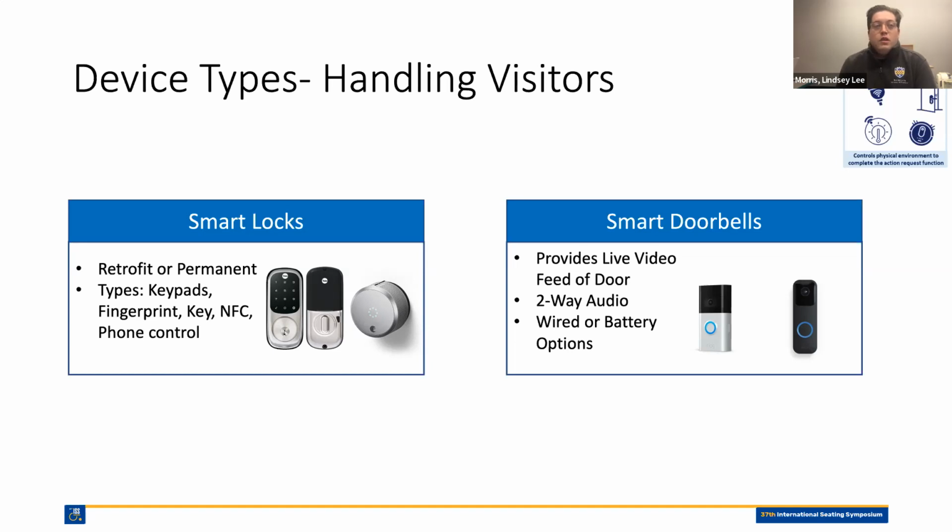They provide one-way video feed of whatever's going on at your front door, and two-way audio. So if someone rings your doorbell, you're able to pull up the feed, see who it is, and you can even talk to them. And then if there's someone who needs to be let into your home for any reason, you're able to then unlock the door and they can come on in.